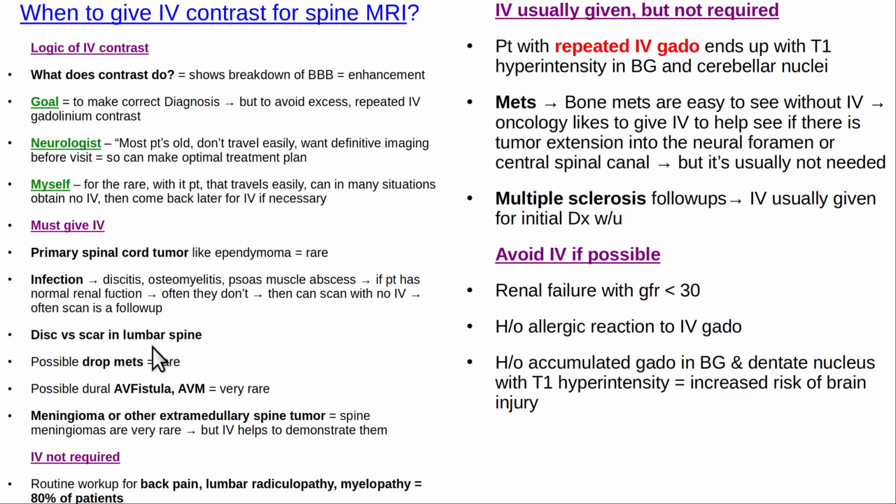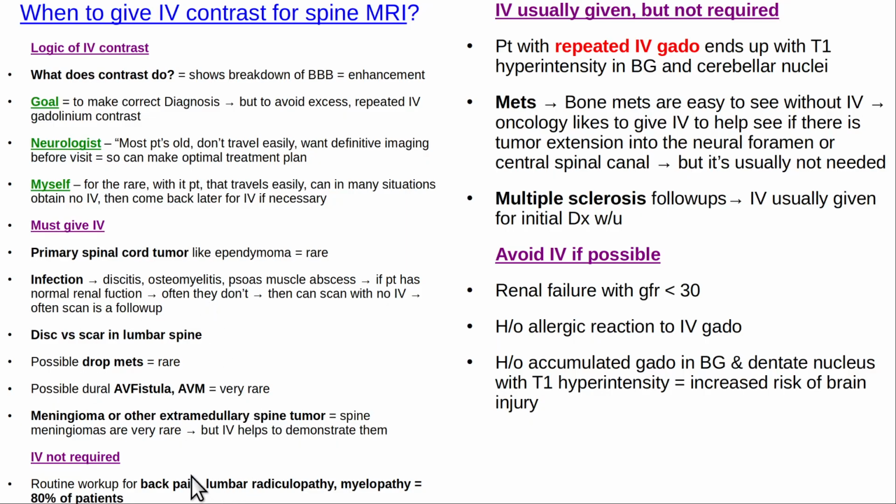If the patients had previous surgery in the lumbar spine, IV contrast can be helpful to differentiate recurrent disc herniation versus scar formation in the central spinal canal. Drop metastases from brain mets or some other brain tumor, it can happen, but that's really rare. Possible dural AV fistula or AVM, arteriovenous malformation, super rare, but you can give IV contrast to look for that. Meningioma, other extramedullary spine tumor, meaning a tumor outside the cord, they're really rare, but IV helps to show them.